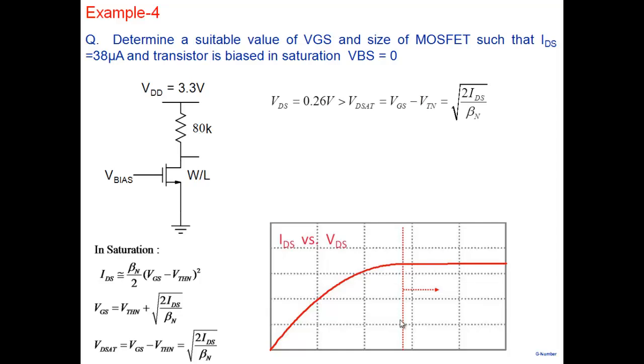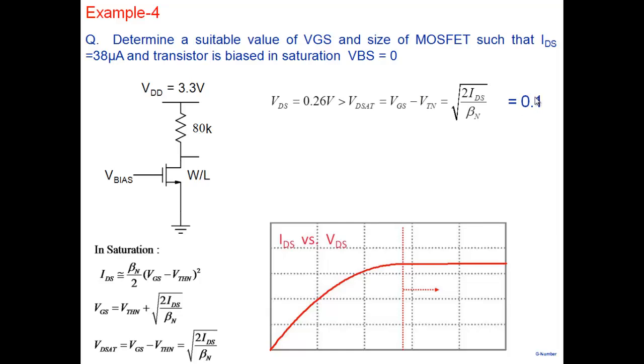Obviously I don't want it to be right at the edge. If somebody says bias the transistor in saturation region, I'm not going to place it at the edge of saturation, because a little bit of error here and there is going to push it maybe into linear. So I have to keep some margin. Now this is where subjectivity comes. How much margin do you want to put? In this case, suppose we have set 0.26 and I keep VDSat as 0.1.